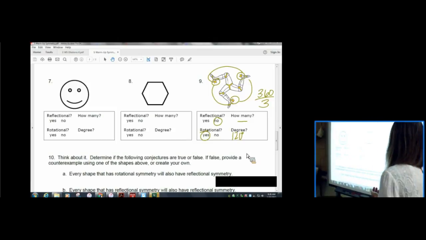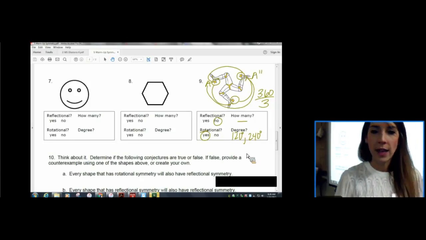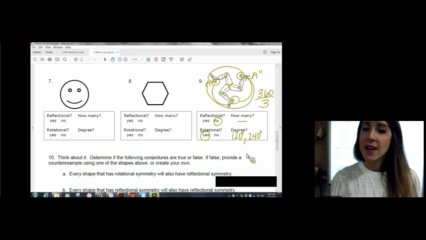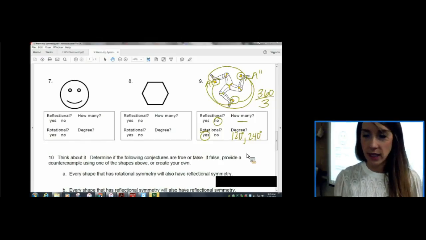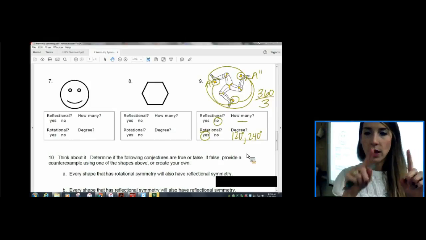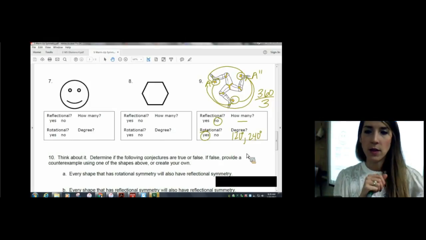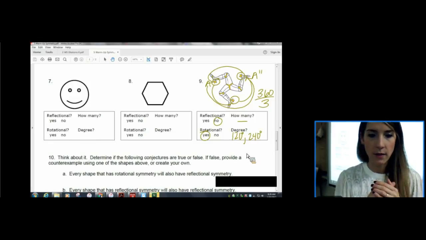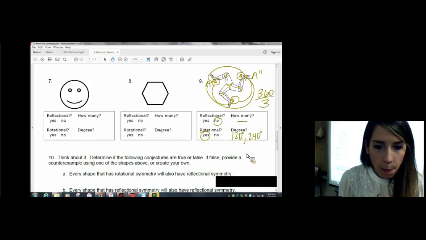Yeah, 120 plus 120, 120 times 2. If I start at A and I rotate it 240 degrees, the figure will look exactly how it started. And then no, you do not write 360 because that's never a degree of rotation. So this one only has 2 degrees of rotation, even though you can rotate it 3 times, kind of. It has 3 congruent parts.